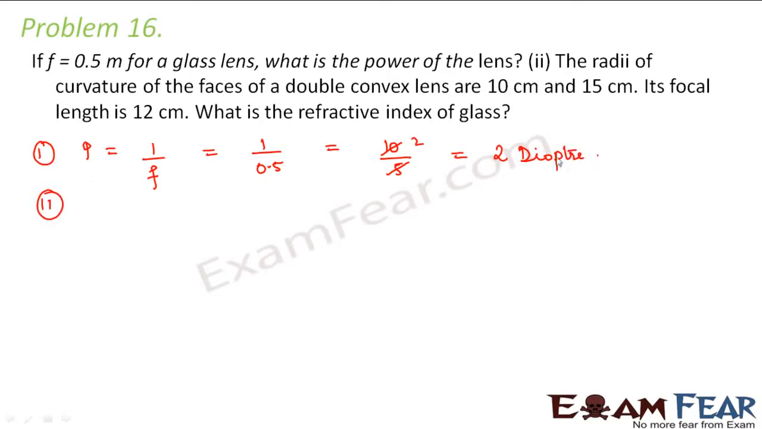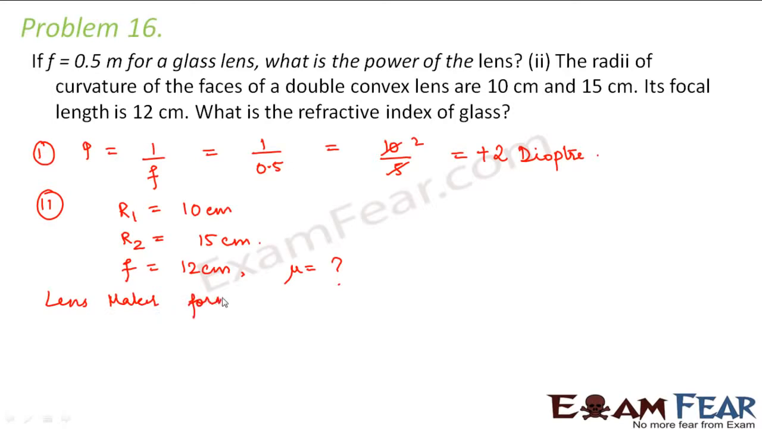Now look at the second part. It says the radii of curvature of the faces of a double convex lens are 10 centimeters and 15 centimeters. That means R1 is equal to 10 centimeters, R2 is equal to 15 centimeters. Its focal length is 12 centimeters. What is the refractive index of glass? That means we have to calculate mu. So let us apply the lens maker formula.